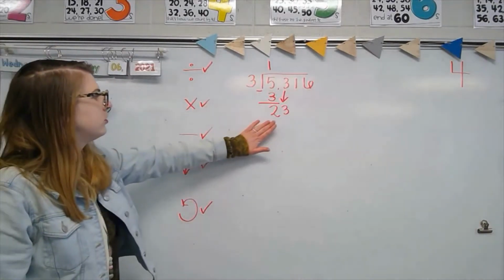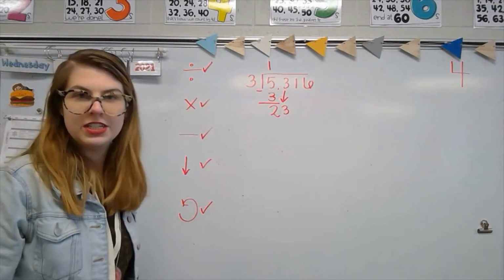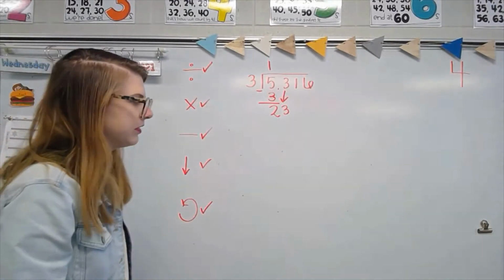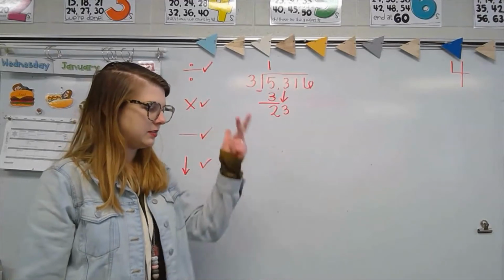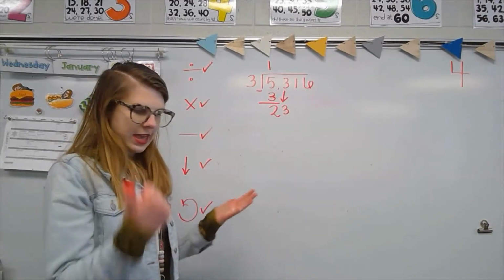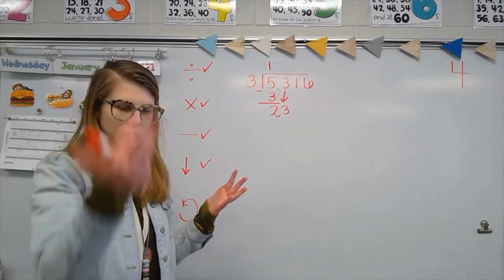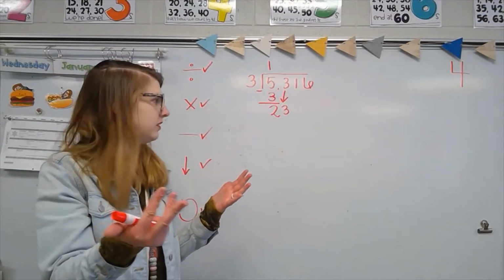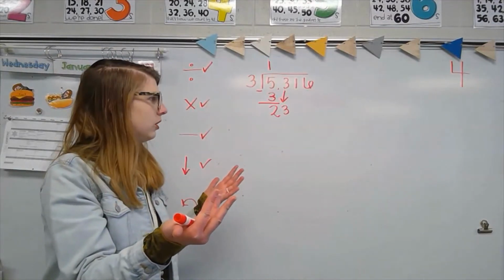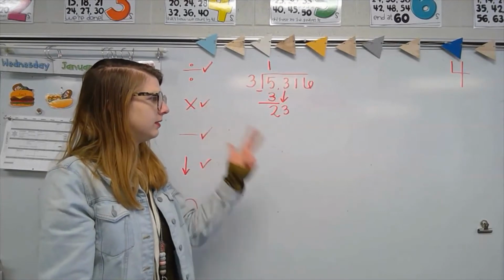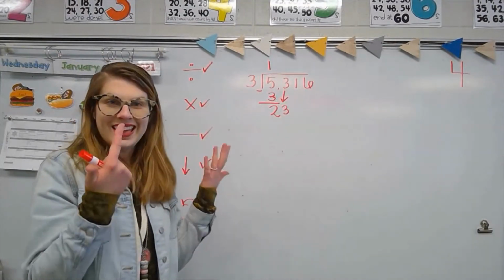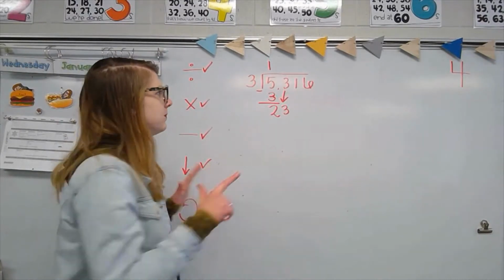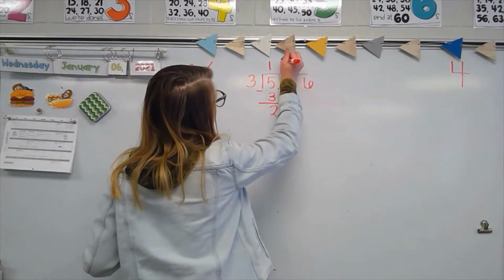Now, let's ask ourselves, what's 23 divided by 3? Well, let's skip count by 3s and see how close we get. 3, 6, 9, 12, 15, 18, 21, 24, 27. 27 is too far. 24 is too far. 21 is as close as I can get without going over. So that's 7 groups.